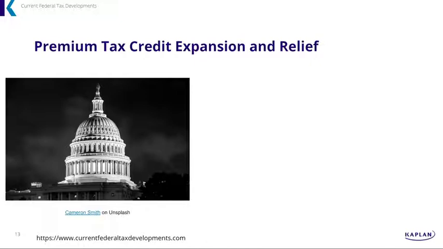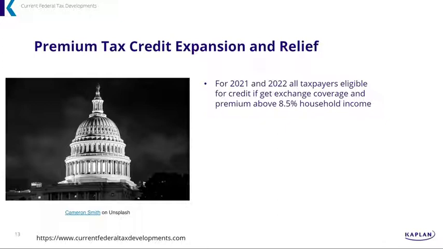We also have some significant premium tax credit expansion and relief. For 2021 and 2022, effectively all taxpayers will become at least potentially eligible for the credit. If the second lowest cost silver plan that's available to you in your area asks for a premium that is more than 8.5% of household income, you're allowed to essentially get a credit for that excess over the 8.5%. So what we're saying is we're going to guarantee that everybody can buy at least the second lowest cost silver plan in their area for 8.5% of their household income. There's no longer this limitation that stops the credit when you have 400% of the poverty level. Go above that level, you can still qualify for the credit in 21 and 22.